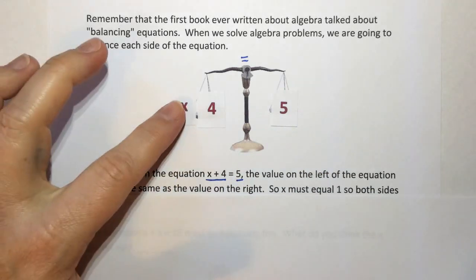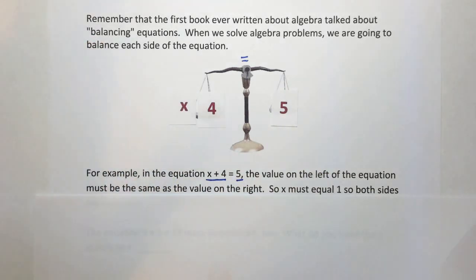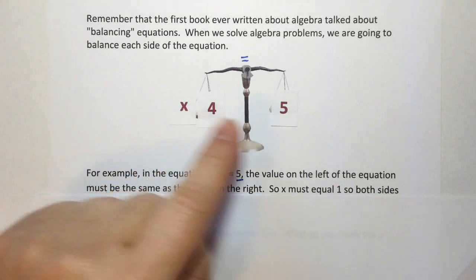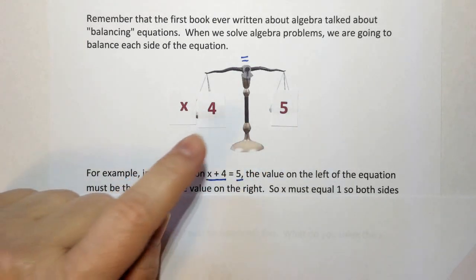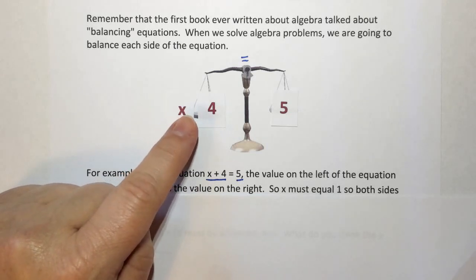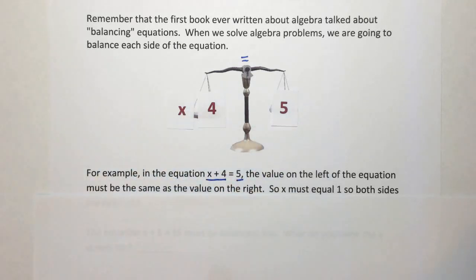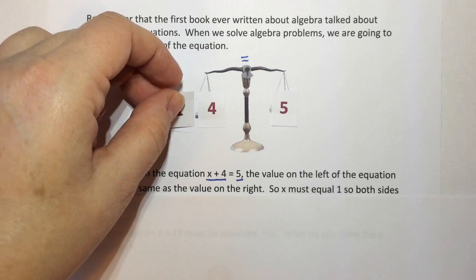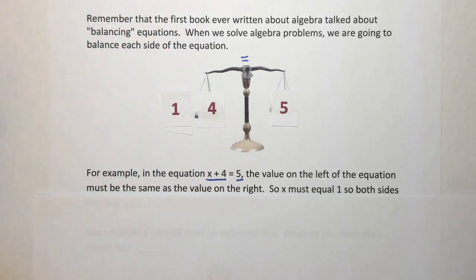To make your balance even or equal and not tilt to one side or the other, all of the numbers on this side must equal 5. So here we have a 4 and some other number. When you add them together, you must get 5. So what do you think that x should be? Luckily, we're doing an easy one first, right? It's going to be 1, because a 1 plus a 4 is 5, and I have a 5 over there.